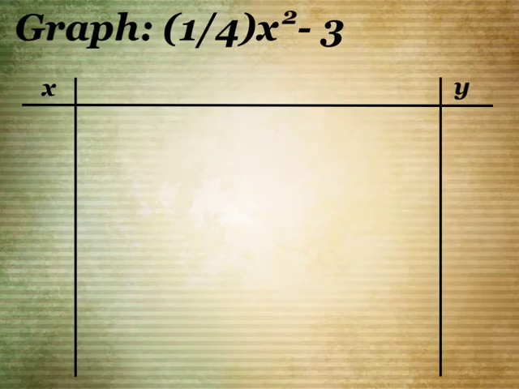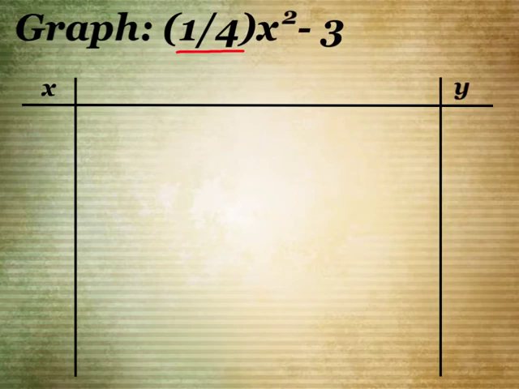So let's go ahead and do a little application here. Graph the function 1/4 x squared minus 3. Now, first thing that we will notice is that our a, or the term in front of the x squared, is a positive number. Yes, it's a fraction, but that's still positive. So that means that our graph is going to be a U-shaped graph.